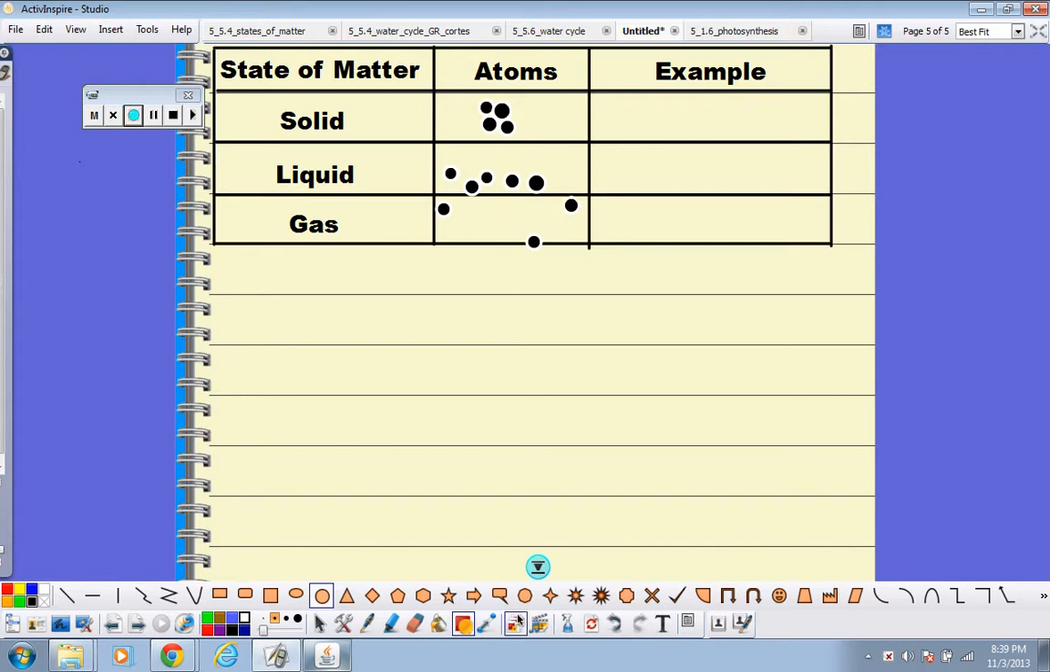Alright, go ahead and pause the video if you need to so that you can draw your atoms, and then press play when you are ready to move on.